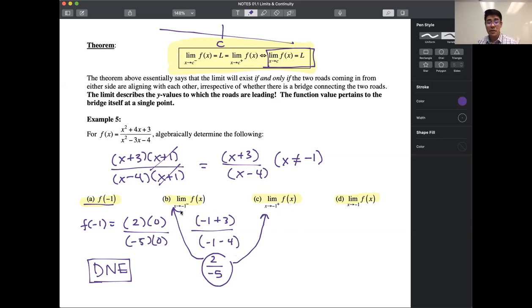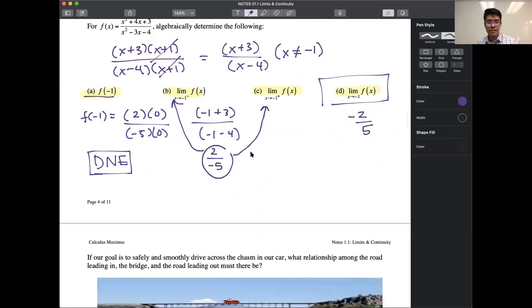So therefore, because b has a limit value of -2/5, and because c has a limit value of -2/5, then we can say that d will also have a limit of -2 over 5. Stop there. Does anybody have any questions? Feel free to raise your hand if you'd like to. Okay. Go on to the next slide.